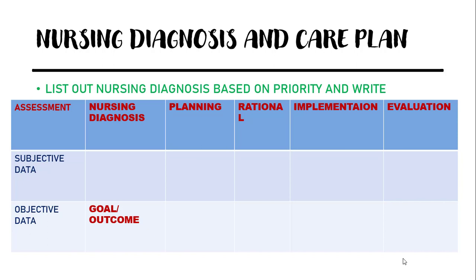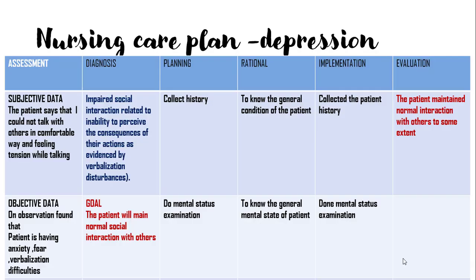After that, you have to write the rationale. What is the explanation of each planning? For what purpose you have planned it? That you have to write in the rationale column. Then you can go to the implementation column. There you have to write in the past tense what you have implemented. Then at last you have to write the evaluation. This is the format of nursing care plan. So in this way you have to write your nursing care plan, and at last you can conclude the things with a conclusion. Now I will give an example nursing care plan for depression.